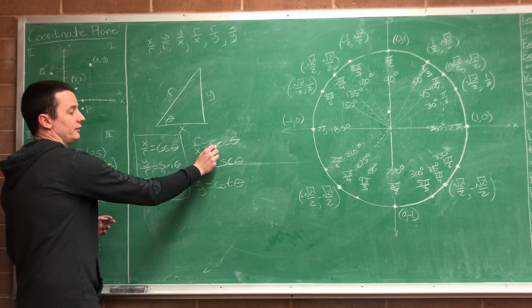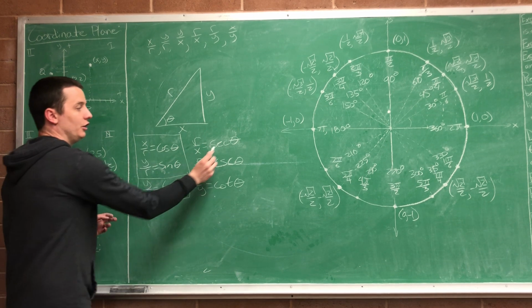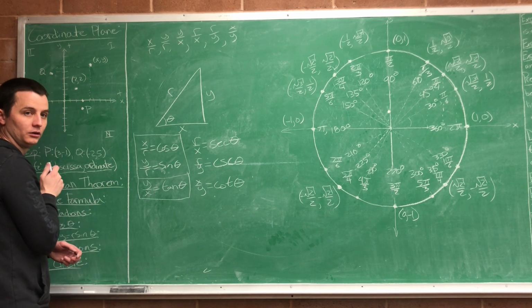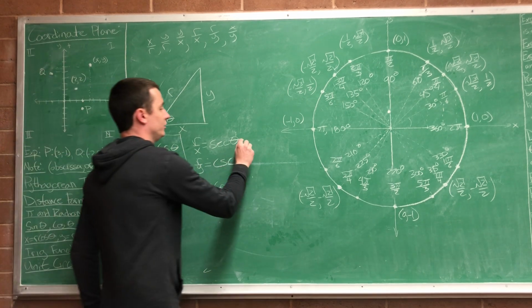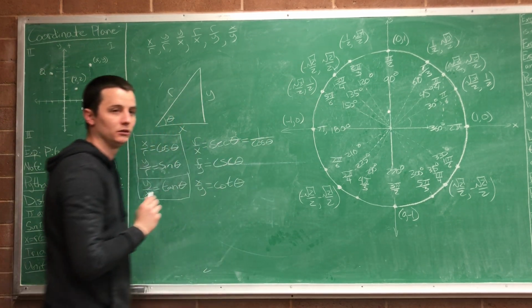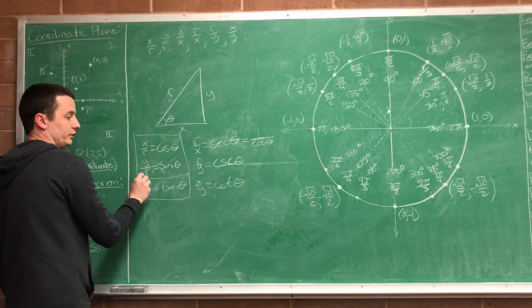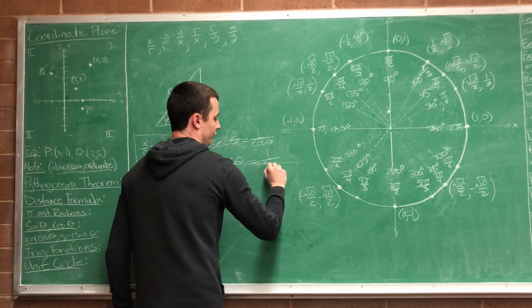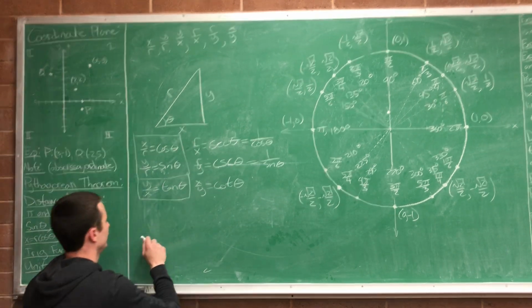Now, we can also express these functions instead of in terms of these ratios. We can also express them in terms of these functions. Notice that secant is just a reciprocal of cosine. Cosine's x over r, secant's r over x. So it's the same thing as 1 over cosine of theta. Sine of theta is y over r. Cosecant of theta is r over y, or in other words, it's 1 over sine of theta.